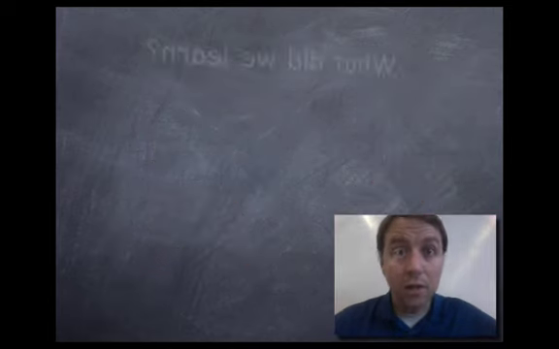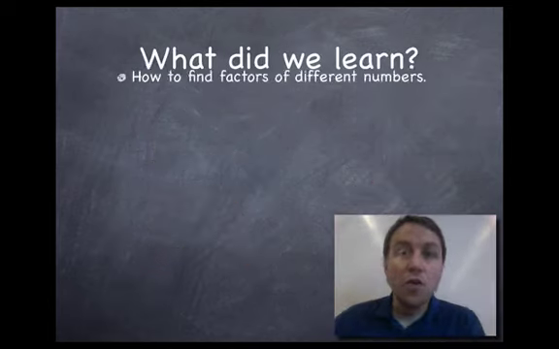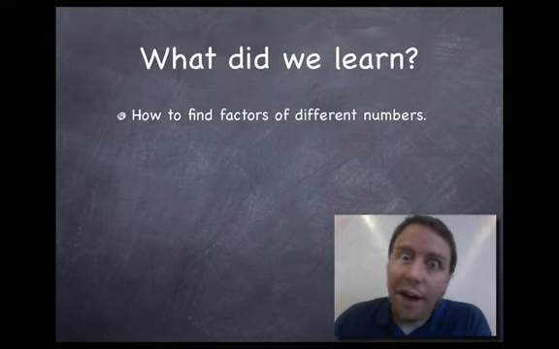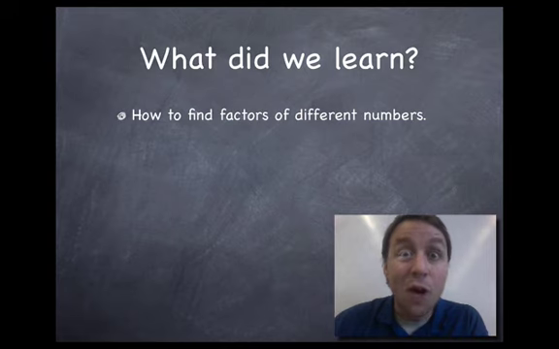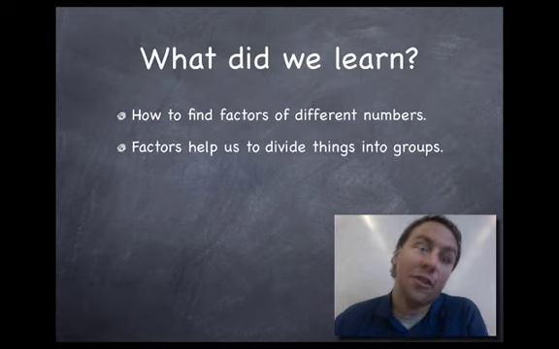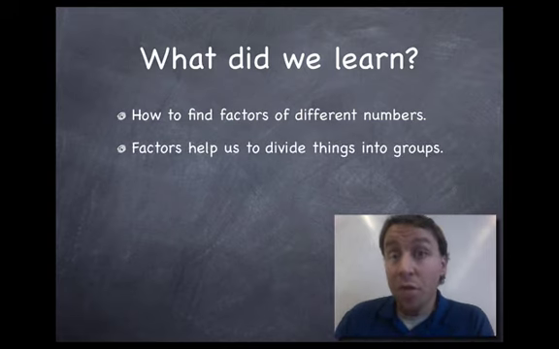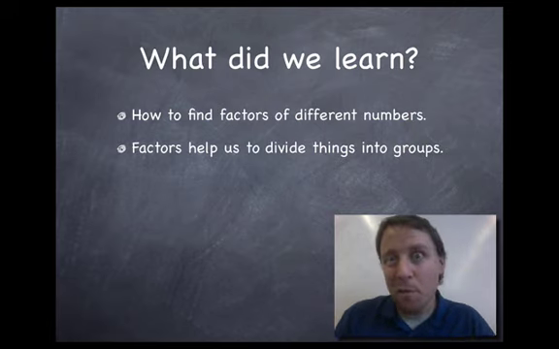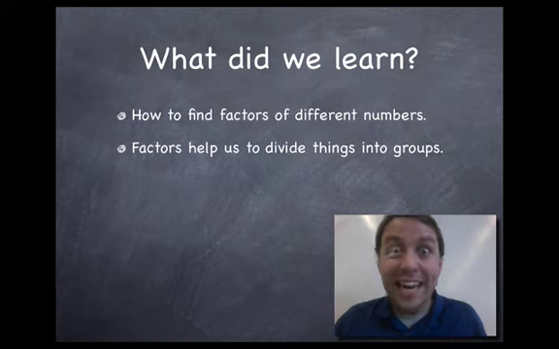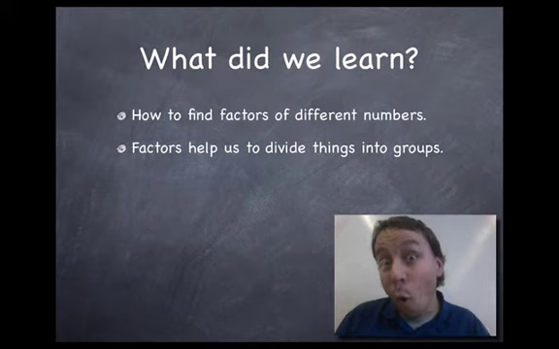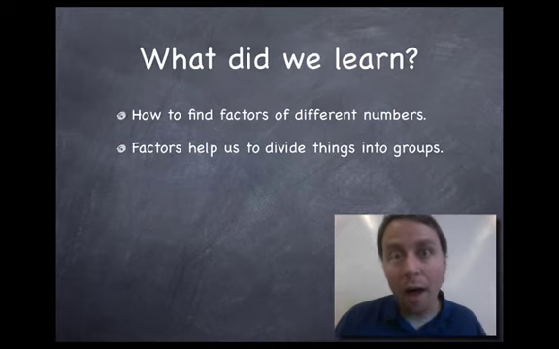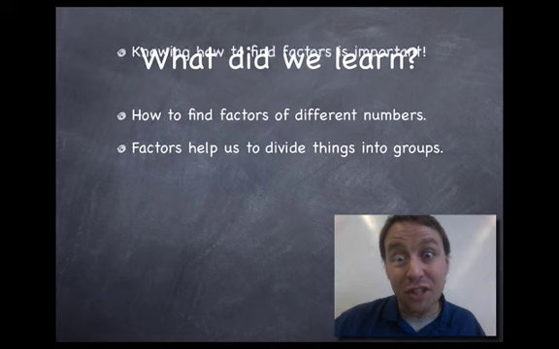But first, let's talk about what we learned. There's a few important things. So first, we learned how to find factors for numbers. We find factor pairs that multiply together and equal that number, and then those are factors of that number. Secondly, we know that factors help us divide things into groups. So if we had the number 12, we can divide it into even groups of 6, of 2, of 3 and 4, and obviously 1 and 12. So it's going to help us when we start to divide.